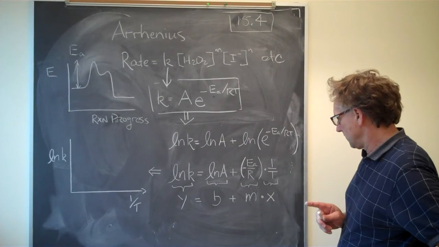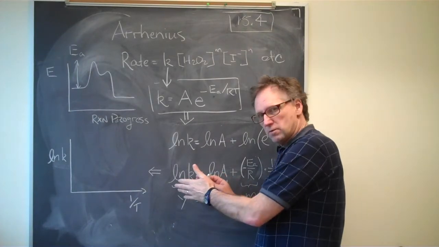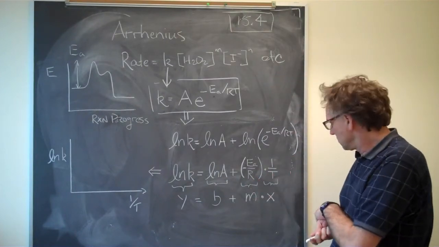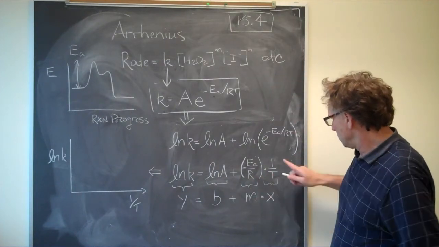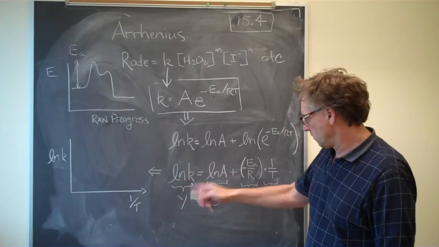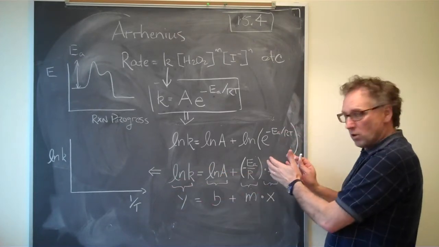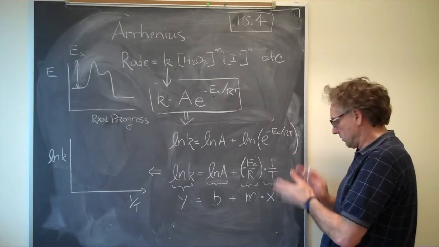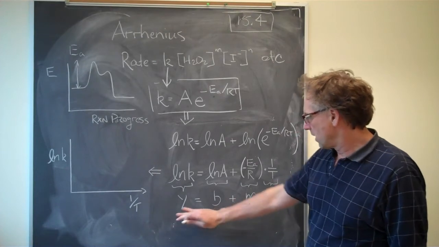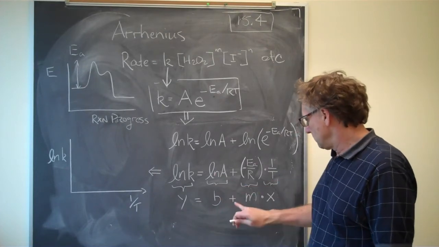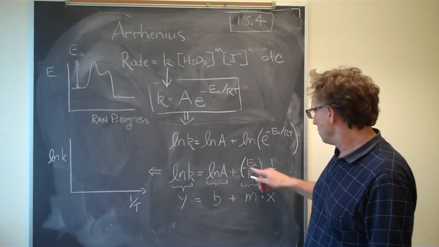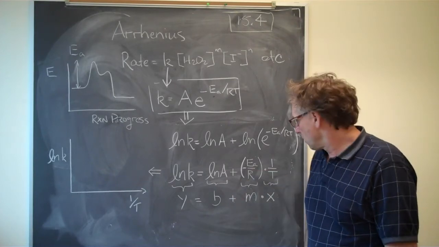And the whole idea here is that if I had a bunch of measurements of the rate constant for different temperatures, then I could imagine making a graph of natural log of k on the y-axis, and I would put 1 over the temperature in Kelvin on the x-axis. Then it kind of looks like an equation that goes y equals some constant b plus mx, okay, where b is natural log of A, and the slope is minus the energy of activation over R.